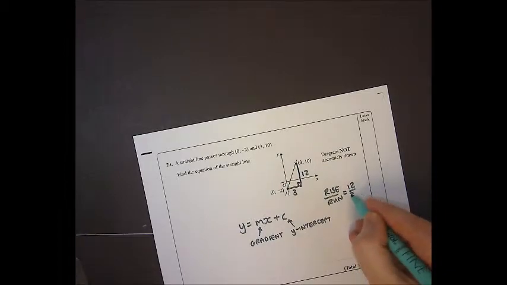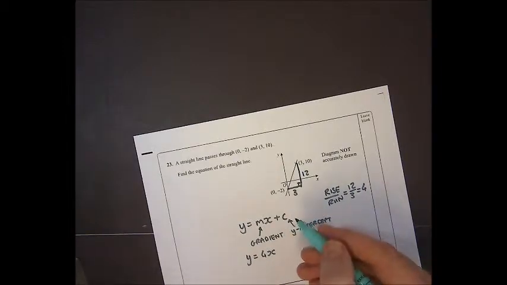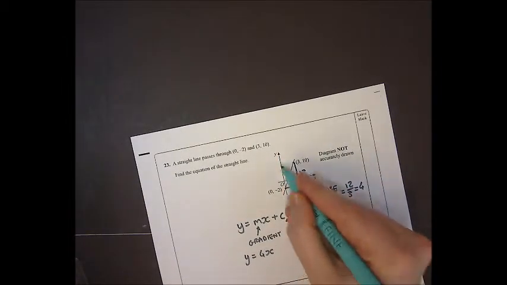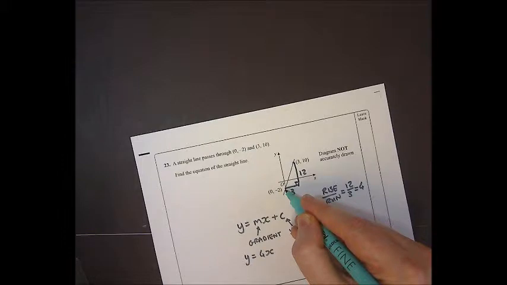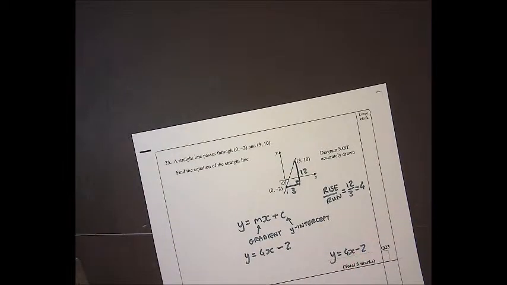so it is 4. So I know that this equation has got a gradient of 4, so it's going to be y equals 4x plus the y-intercept. The y-intercept is where it cuts through the y-axis. So you can see here the line cuts through the y-axis at -2. So it is simply y equals 4x take away 2. Don't forget to put the y equals, it is an essential part of the equation.